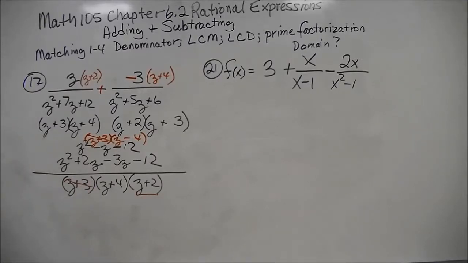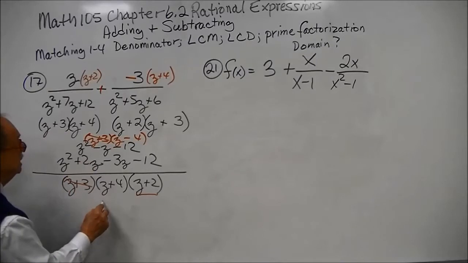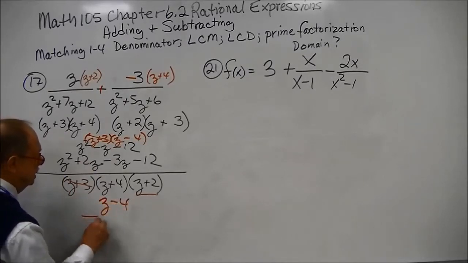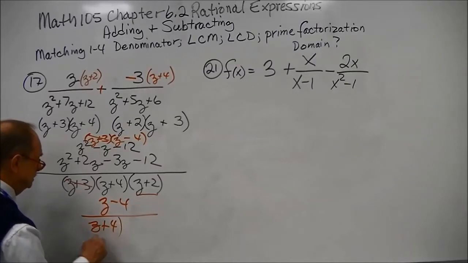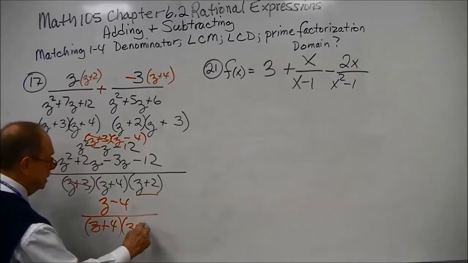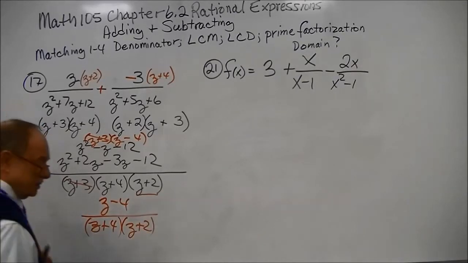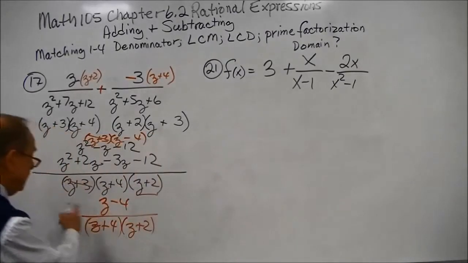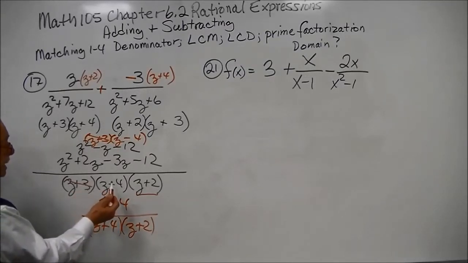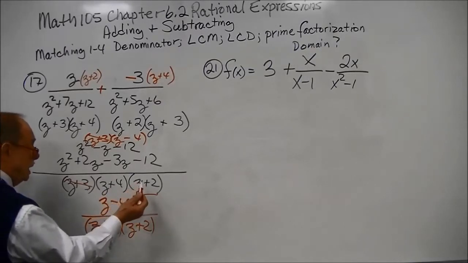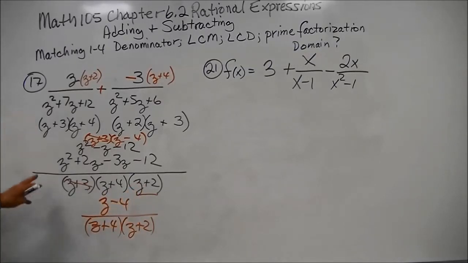So what will our final answer be? Well, it's going to be z minus 4 over z plus 4, z plus 2. And this was number 17, and that looks like the answer. Now remember, if they wanted domain on this, z could not be a negative 3, a negative 4, or a negative 2. They didn't ask for it on this one. On the next one, they are.